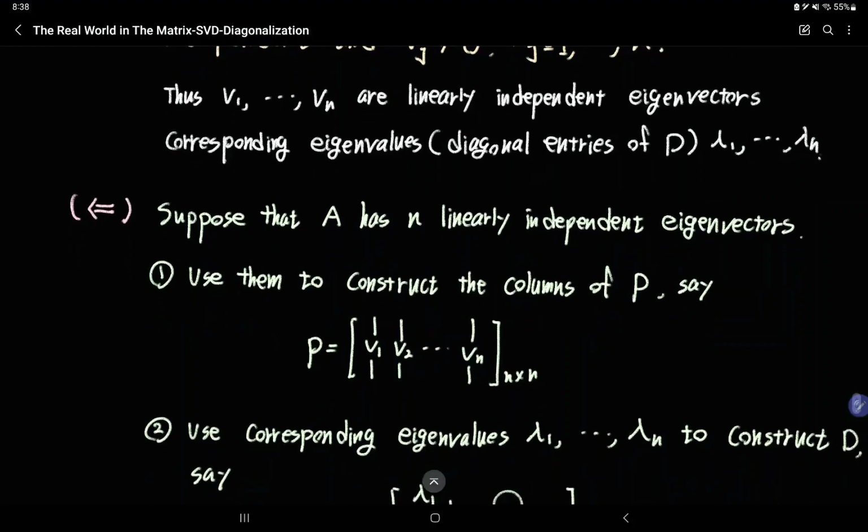And then the other way. Suppose that A has n linearly independent eigenvectors. We are going to use them to construct the matrix P. So v1 through vn are linearly independent eigenvectors, because we assume that A has n linearly independent eigenvectors. We use them to construct the matrix P, whose columns are the linearly independent eigenvectors of matrix A.